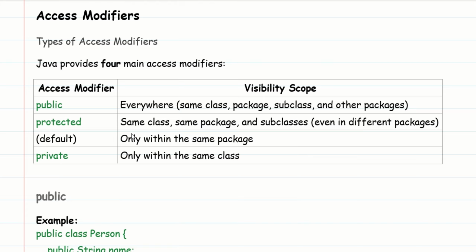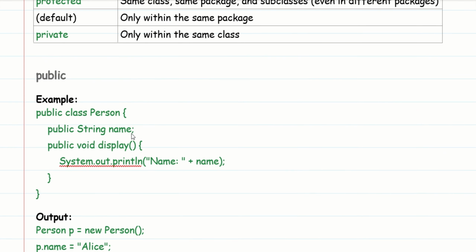Then the default one: if you create any class fields without an access modifier, those are called default. Those can only be accessed within the same package. And private can be accessed within the same class itself. So let's see the examples of all access modifiers. Simple, the public one.